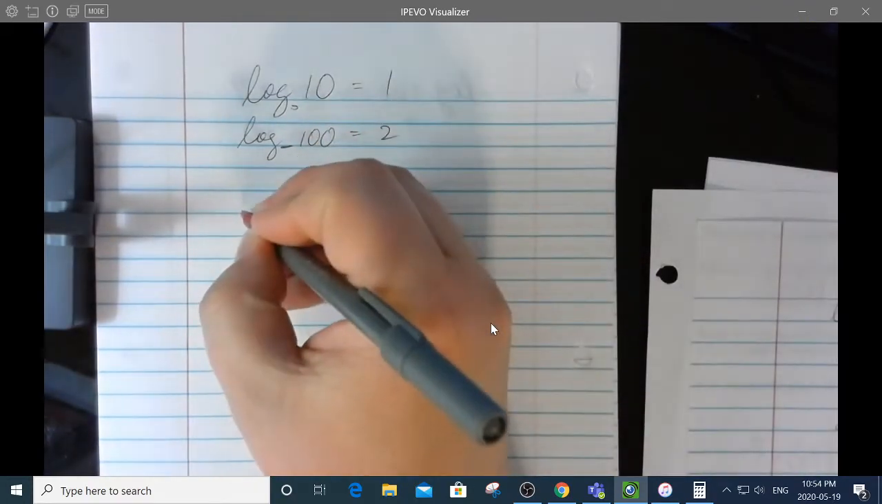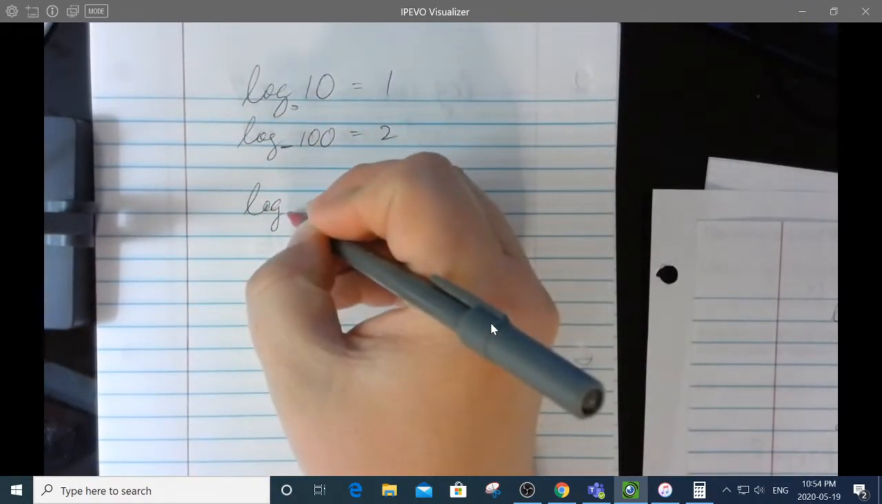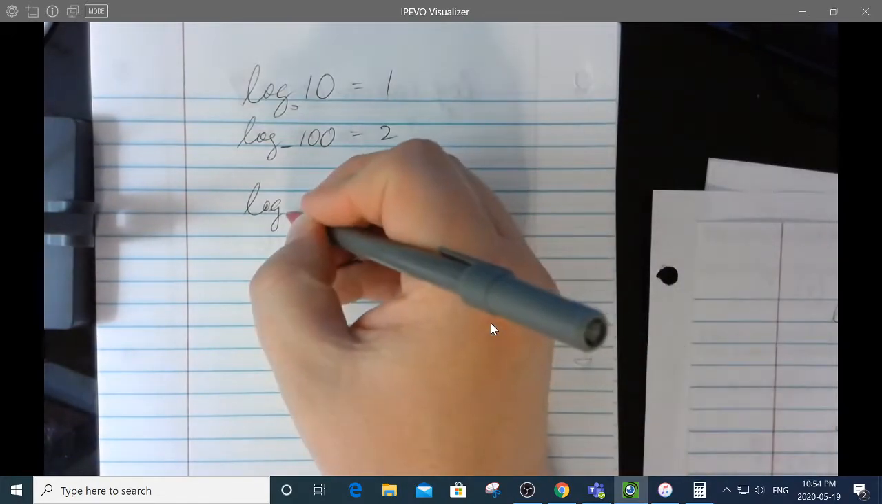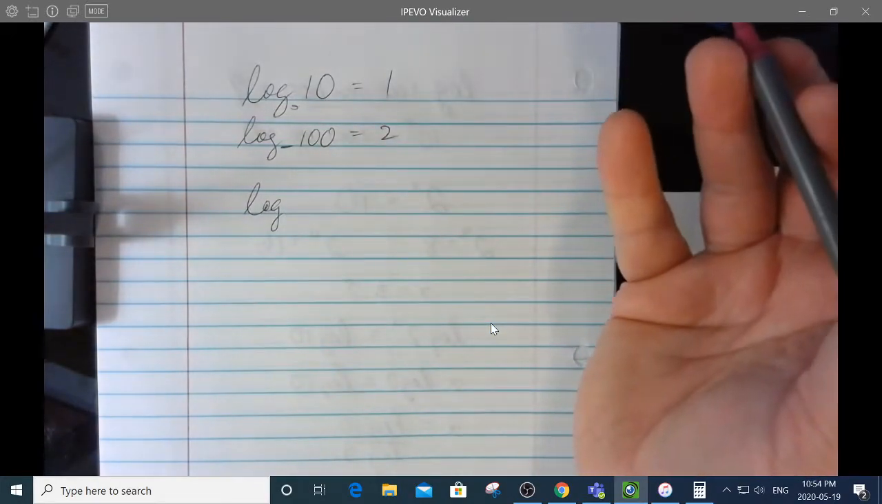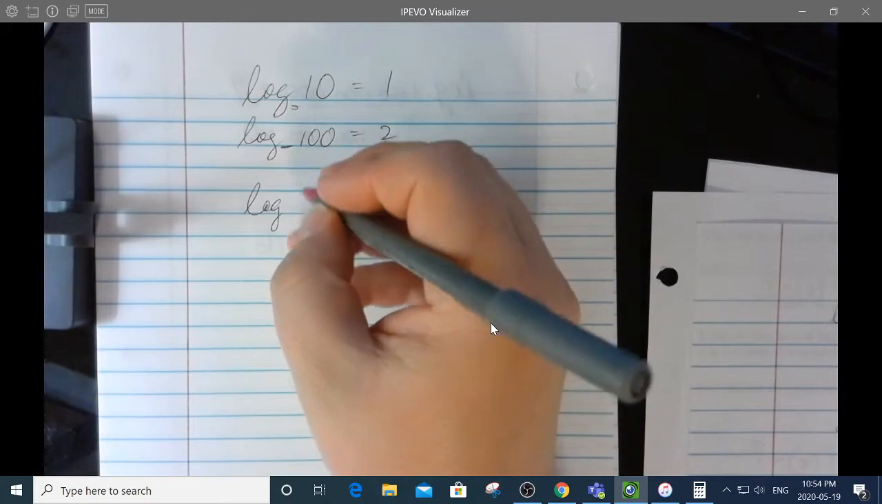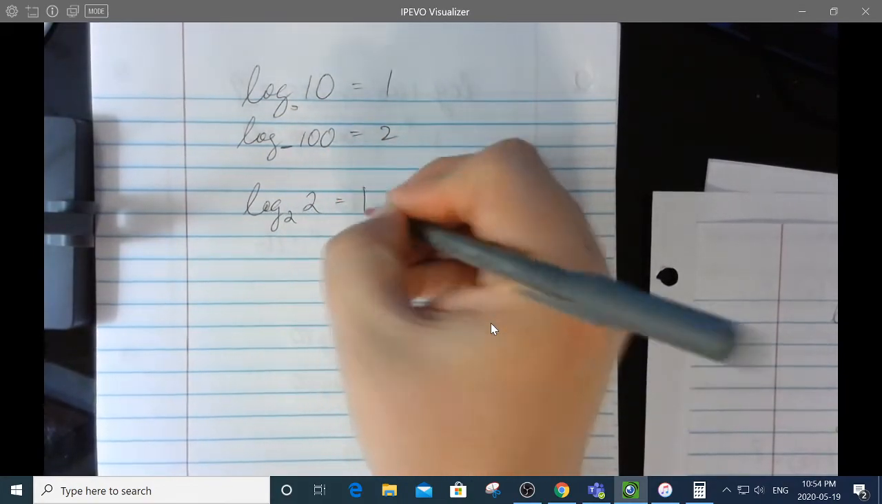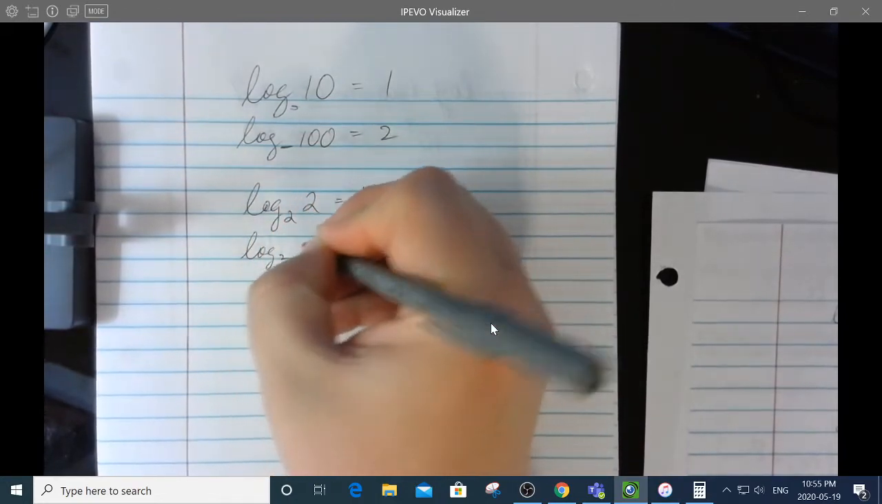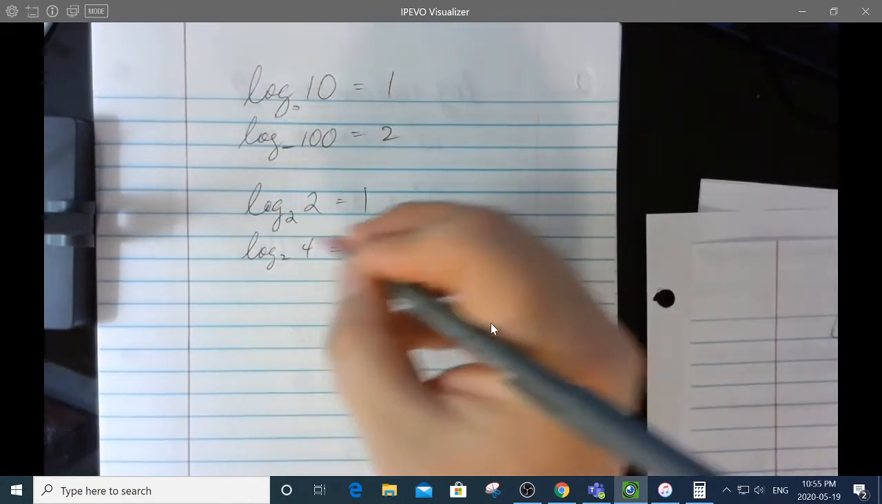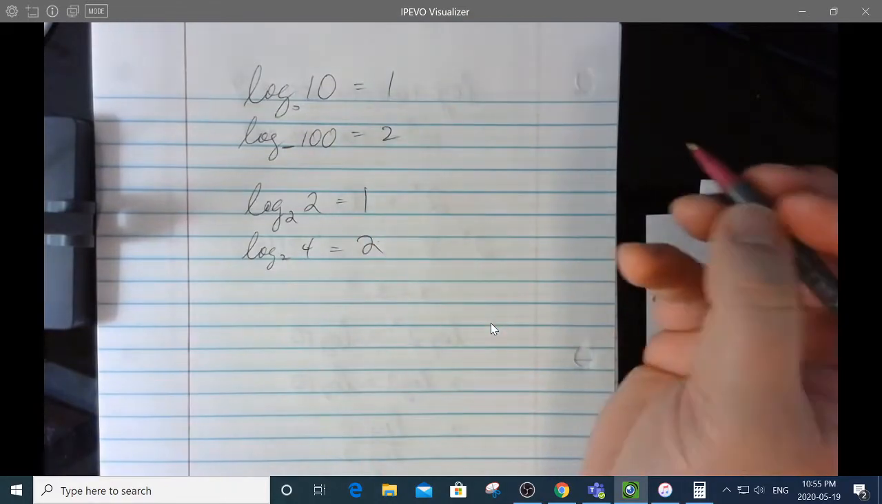We could even use a base of 2. Counting systems with bases of 2 are actually pretty common. That's how computers count, right? They only use 1s and 0s. They use binary code. So log to the base 2 of, say, 2 would, of course, be 1. Log to the base 2 of 4 would be 2, because 2 squared is 4, etc.